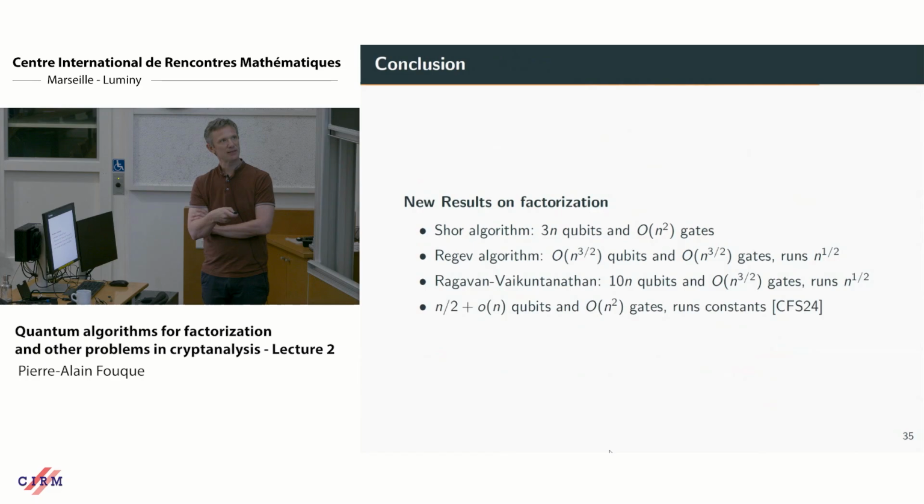And lastly, last year, and it will be published this year, we have a new algorithm where the number of qubits is reduced. We go from 3n qubits to n/2 plus a little bit. Maybe I will explain it to you. The number of gates is exactly the same, n cubed, and the number of runs for our algorithm is constant. It's 40 or 50.